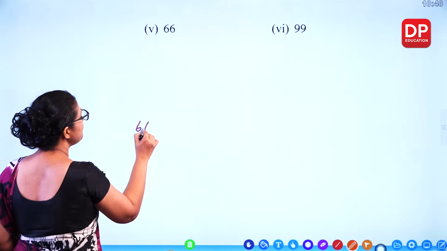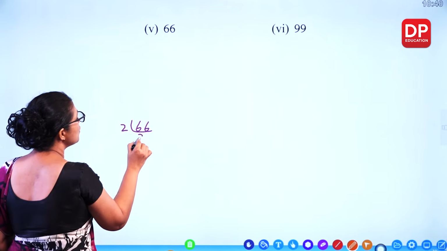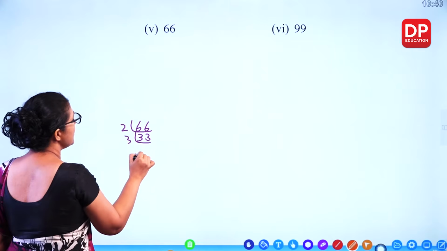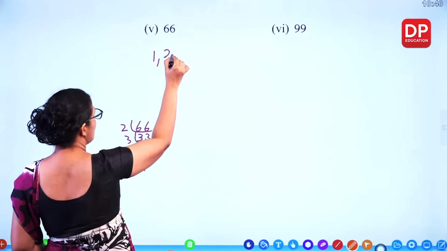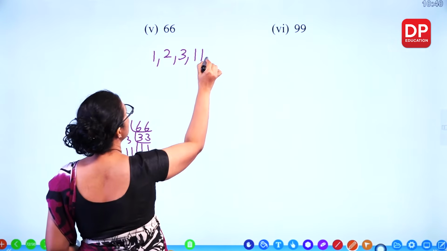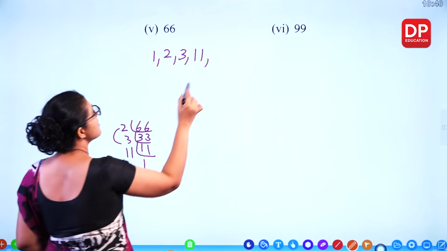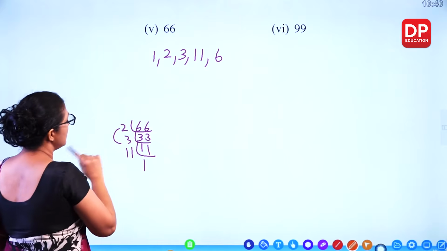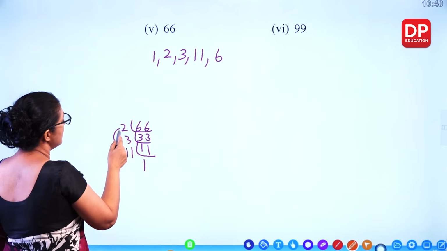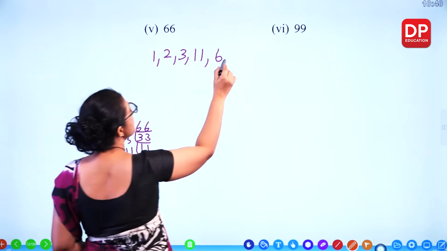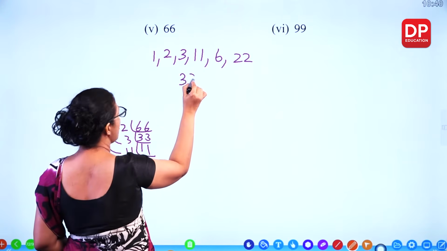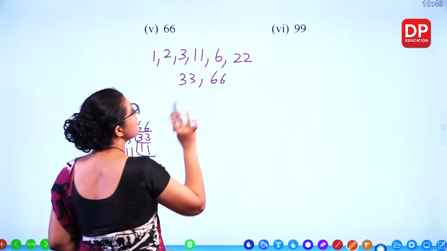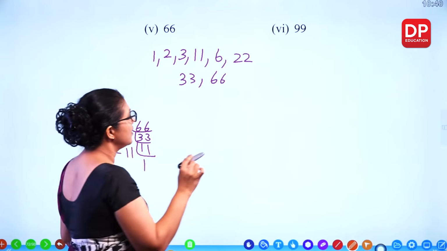66, divisible by 2, 3 and 11. So 1, 2, 3, 11. Then 6 is a factor. What else? 22 is a factor. Then 3 times 11, 33 is a factor, 66. So you can write any 6.